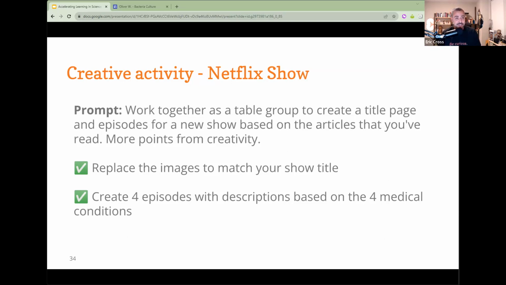The first one is the Netflix show. So again, how do we create meaningful activities where our students are practicing reading, writing, speaking, and listening in a science context? Well, one of them is the Netflix show. So the prompt is, work together as a table group to create a title page and episodes for a new show based on the articles you read. So in my class, students read 4 different articles about asthma, pancreas injury, diabetes, and anemia. I gave them a Netflix template, which was just a slideshow.